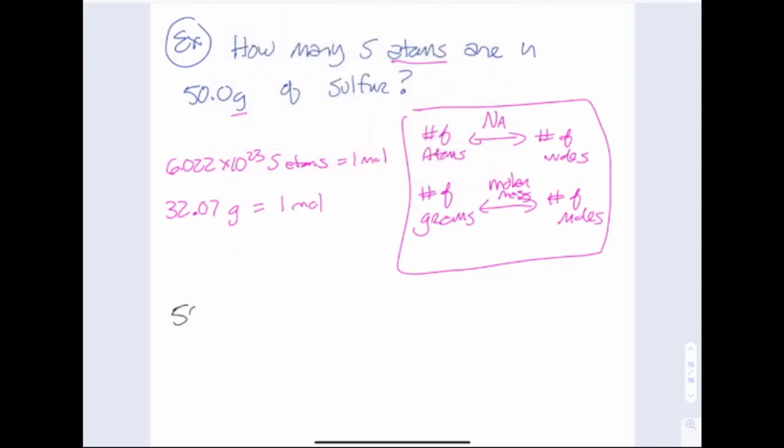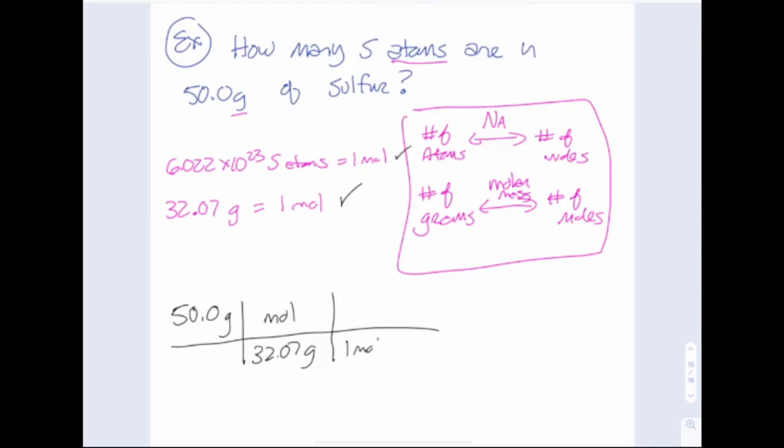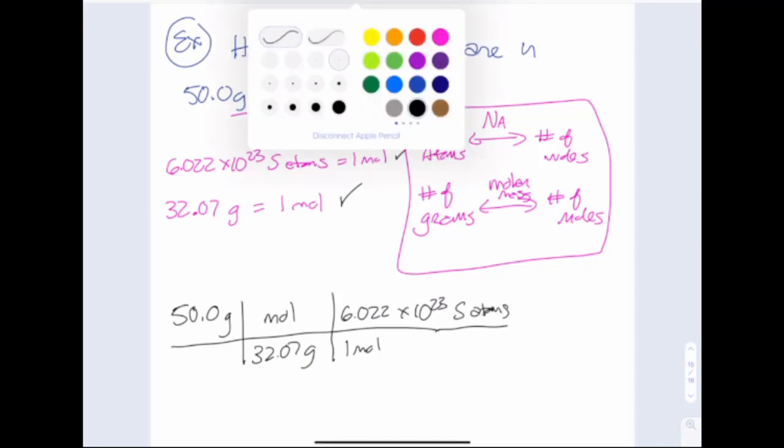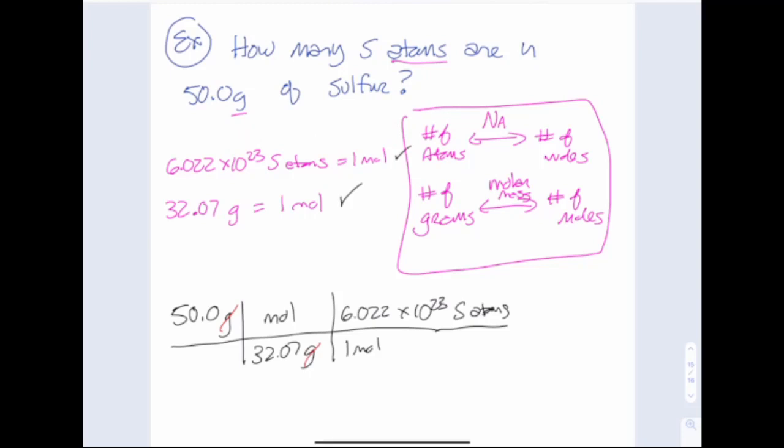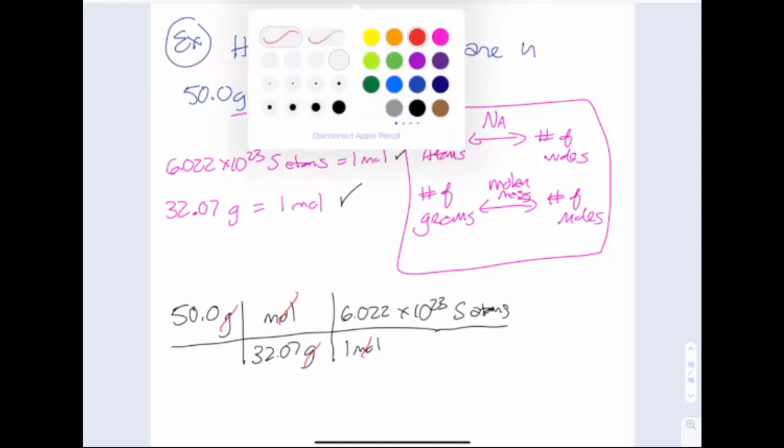Start with what we're given, so 50.0 grams. Because grams are on top, grams are going to go on the bottom, so I'm going to grab this one. We'll come back and cancel. Since moles are on top, moles have to go on the bottom. So 1 mole, and then 6.022 times 10 to the 23rd sulfur atoms. So my grams are set up correctly because I cancel, and my moles also cancel. We're going to be left with atoms, which is what we're trying to solve for.